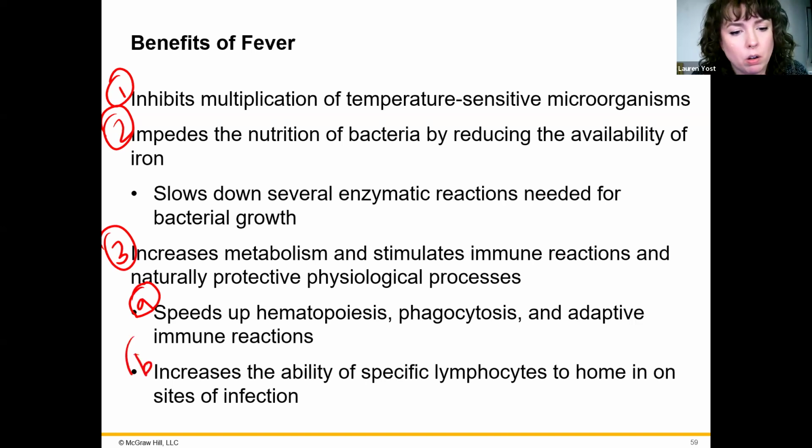It also increases the ability of specific lymphocytes to home in on the sites of infection. So it makes it easier for them to find where this is all going down. Okay? So fever does stuff.